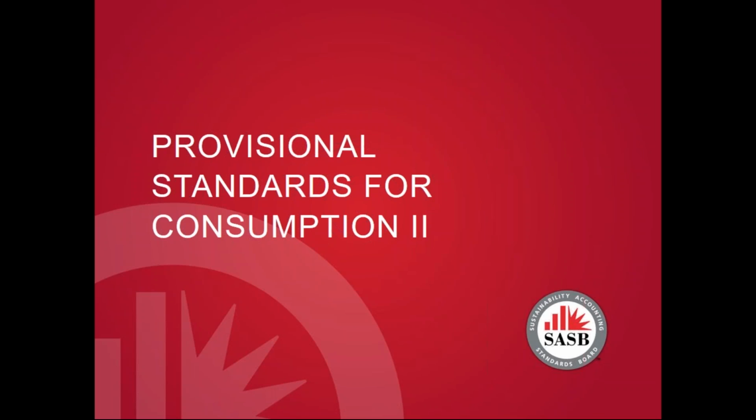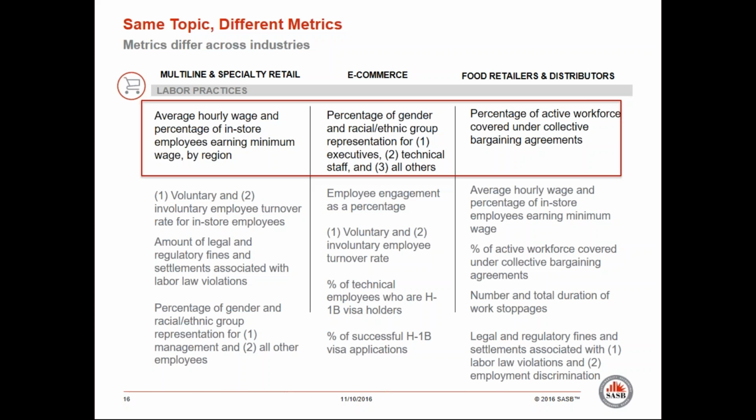So now I'd like to dive a little bit deeper into some examples within the provisional standards to help you visualize what these topics mean. So here we have one topic, labor practices, and we see how this topic can vary between different industries that it shows up in. So I have multi-line and specialty retailers here. That's usually the big box stores you can think of. Also e-commerce, and then food retailers and distributors.